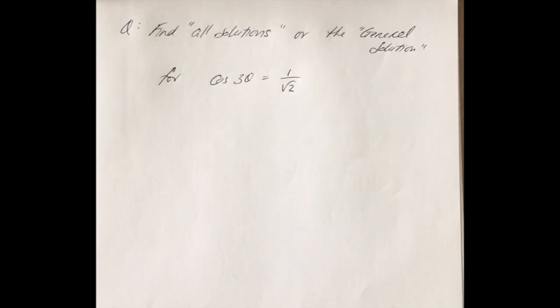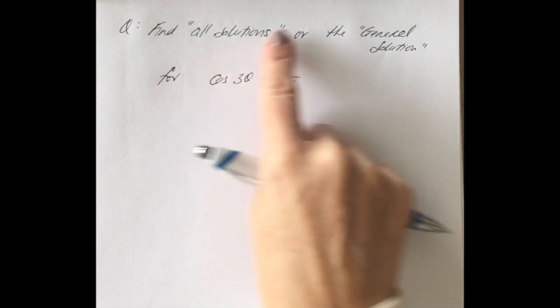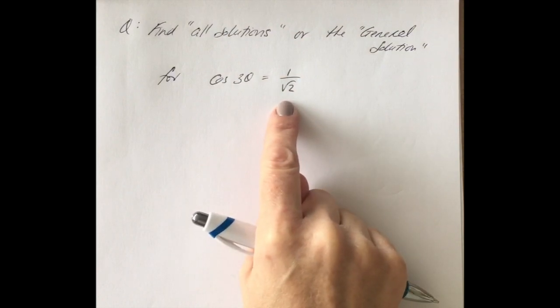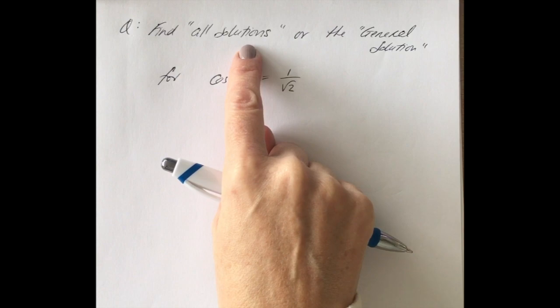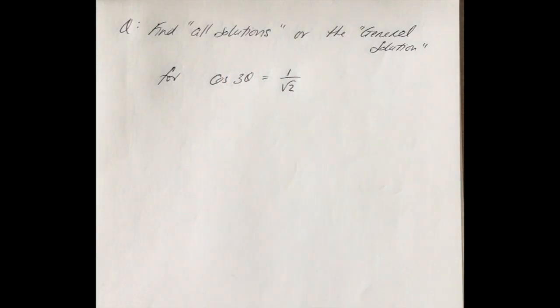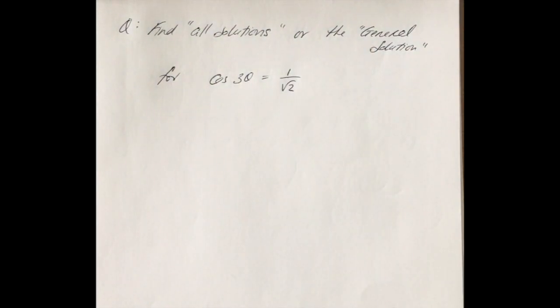Okay, so this is our final example. Here what I'm asking you to do is find all the solutions, or you may be asked to find the general solution for this trig equation. What we need to do for all the solutions is write our results so that we include all rotations, and find all possible solutions. I'll show you how we'll do that at the end.